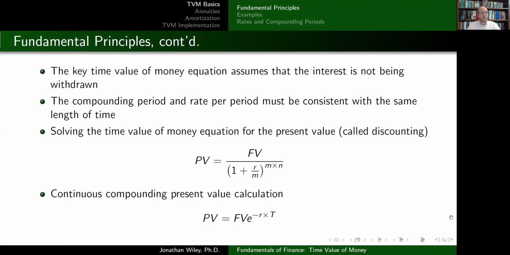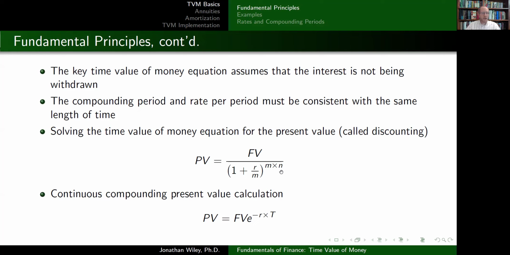Now, if you want to solve that time value of money equation for present value, we just rearrange. And so if we solve it and rearrange it, we wind up with this. Now, this is also what's called discounting. And I'll talk about that in a minute. So FV is still future value. PV is still present value. R is the nominal annual rate. M is the number of periods per year. M times N is going to be the total number of periods. And so basically all I did is I just rearranged that formula, did a little bit of algebra, and just shifted the formula around to find present value.